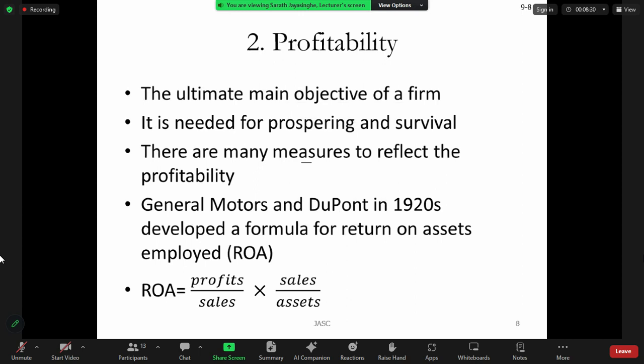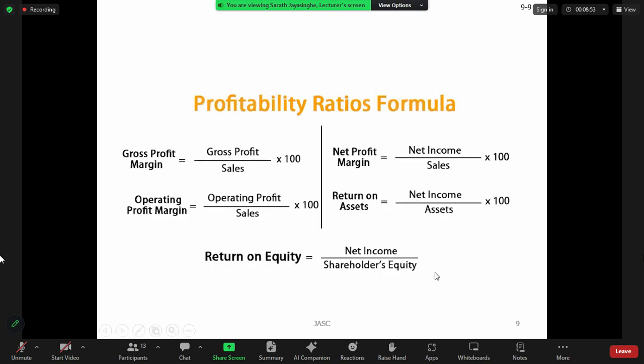So it says ROA equals profits over sales times sales over assets, right? Mathematically, if these two cancel out, then it is profit divided by assets, right? Just like return on investment, right? And there are many measures like that, profitability ratios, right?